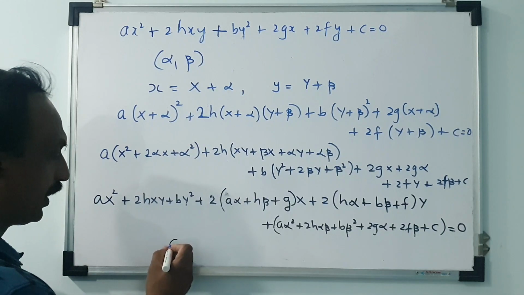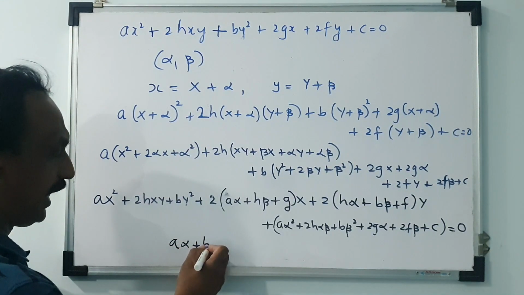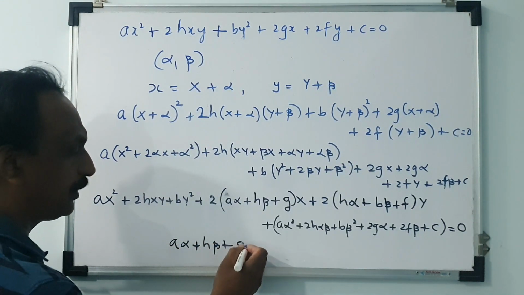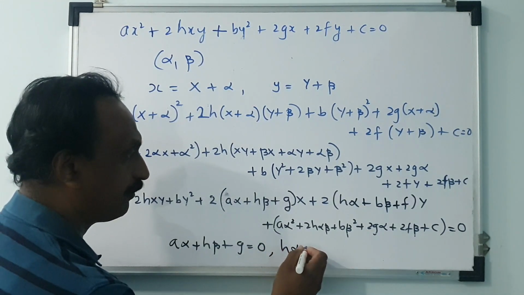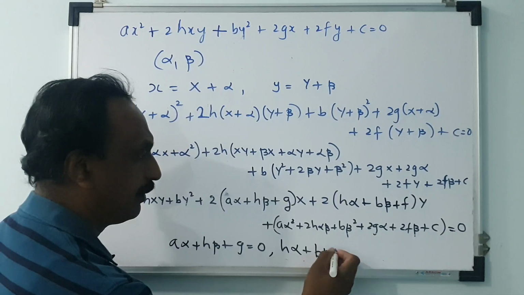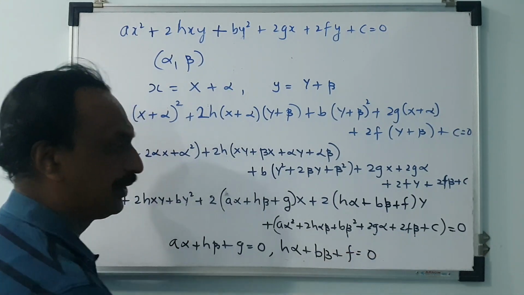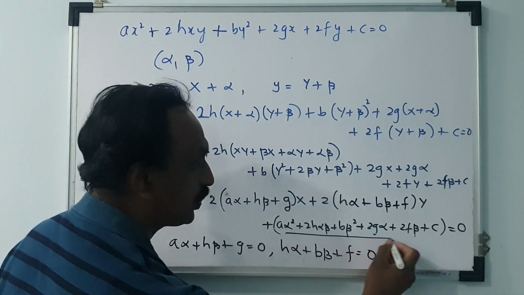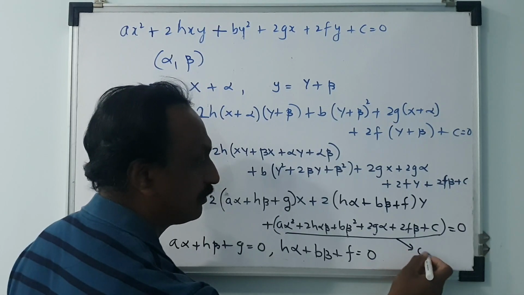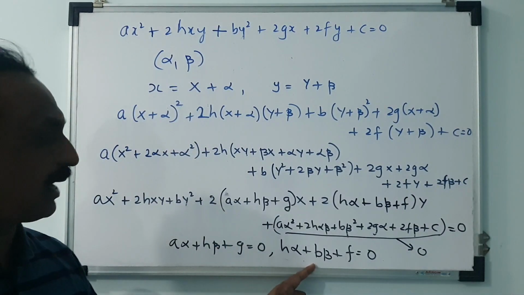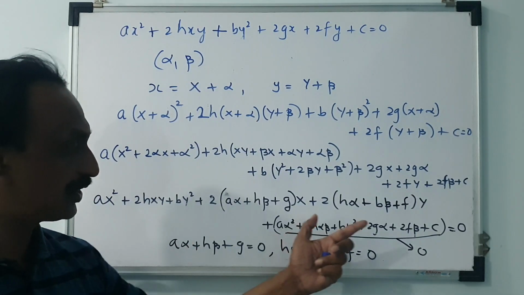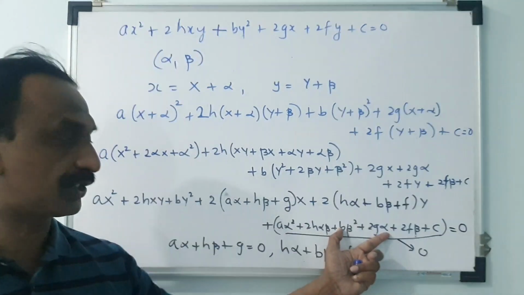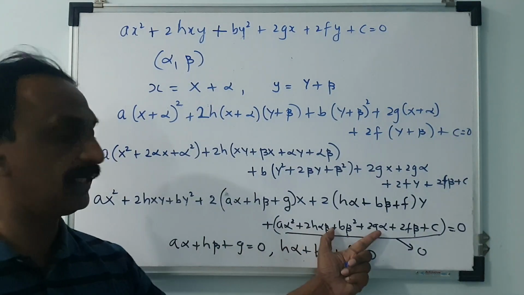First condition: a alpha plus h beta plus g should be 0. This is my first condition. Second condition: h alpha plus b beta plus f should be equal to 0. And third condition: this whole expansion should be 0. So I will be getting three conditions, and I am going to show that these two conditions can make this a much smaller condition. Hence, I am going to get three conditions in total.